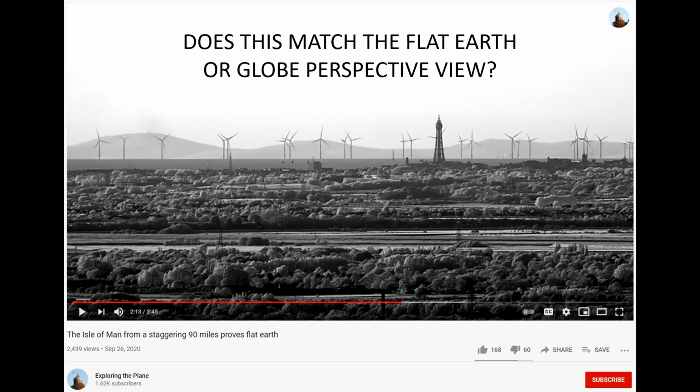So I'm going to take another look at this video from Exploring the Plane. Now you might recognize this. This came out last year. It had already been debunked a number of ways by the globe community. But what I want to do is take a look and do some angular size measurements of a few of the objects in this photograph. And we're going to see, do they match the flat Earth or the globe perspective view?